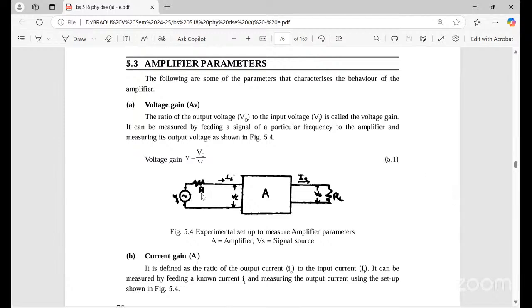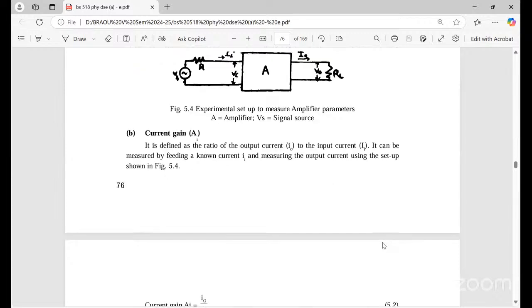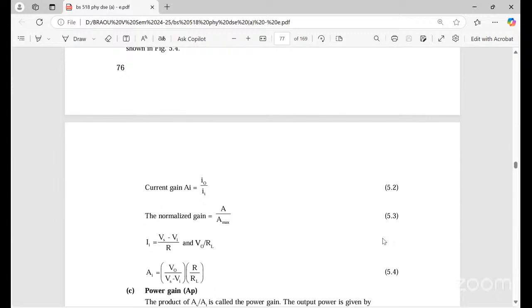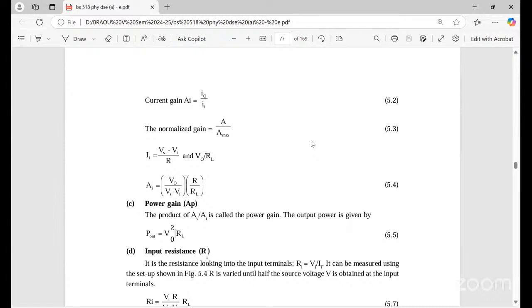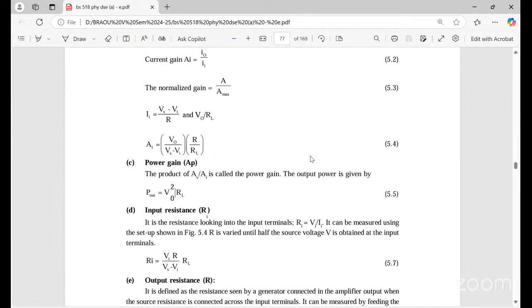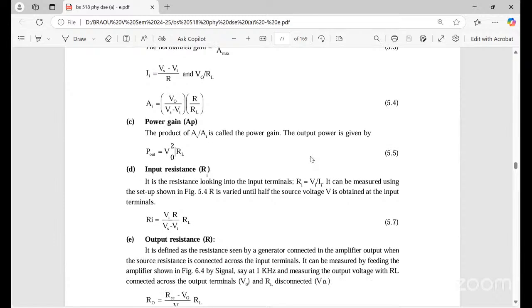So this is the signal voltage, source resistor and amplifier. Vs is the source signal, with output voltage across the load resistance. Okay, so input current and output current here. So current gain AI is output current by input current. What is the normalized gain? A by A maximum. Next, power gain: P equals V squared by RL, which is AV times AI, is nothing but the power gain.